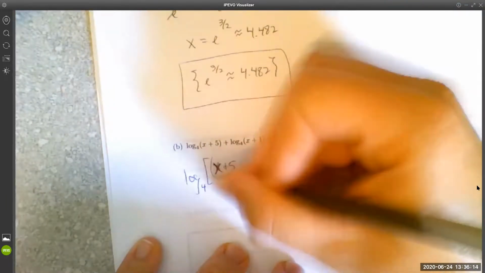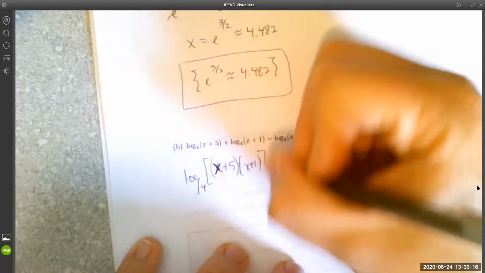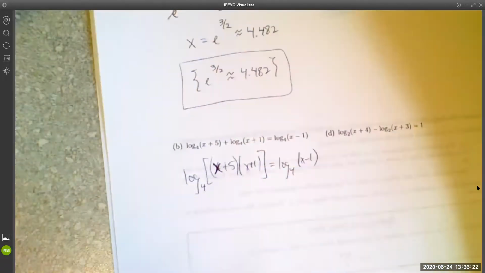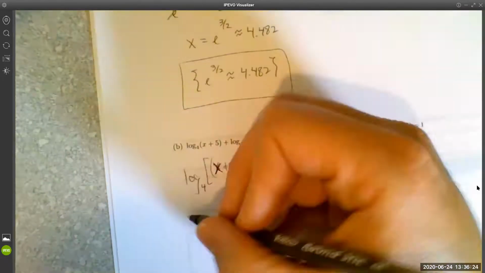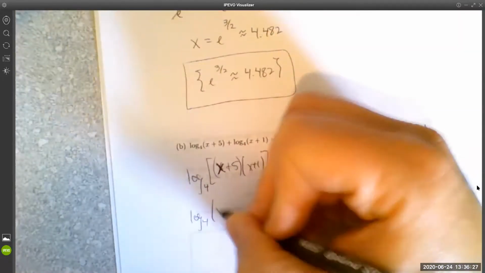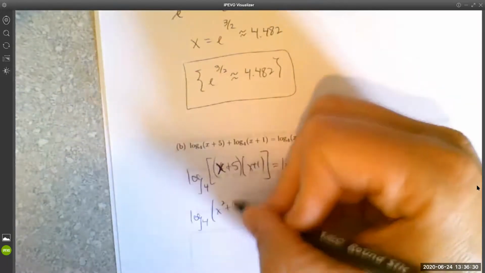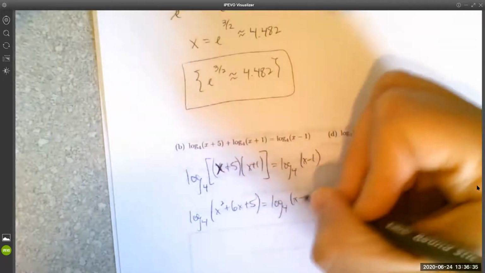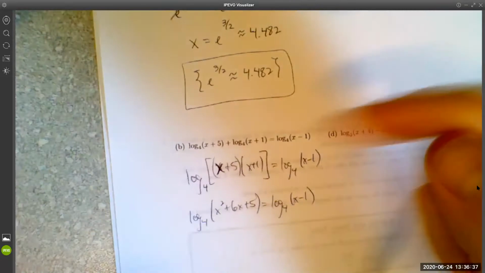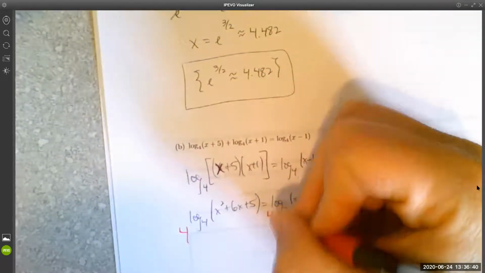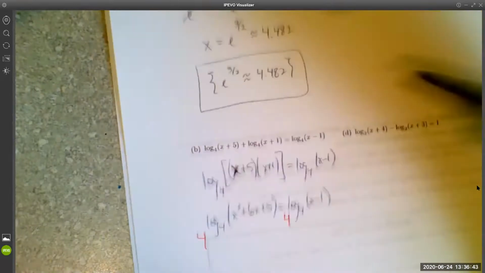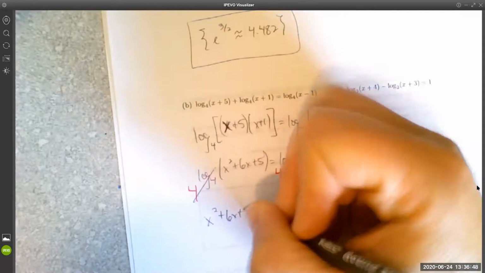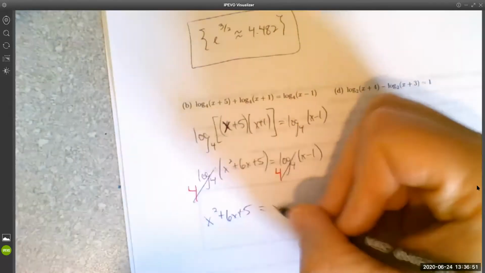Log base 4 of (x plus 5) times (x plus 1) equals log base 4 of (x minus 1). So you get log base 4 of (x squared plus 6x plus 5) equals log base 4 of (x minus 1). Now I'm going to exponentiate, this time by 4. 4 to the log base 4 will cancel, leaving just the x squared plus 6x plus 5. 4 to the log base 4 will cancel, leaving just x minus 1.